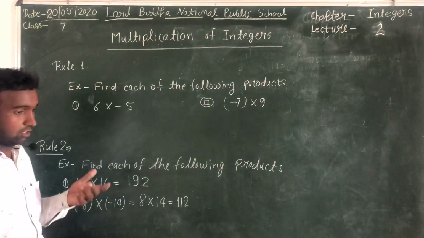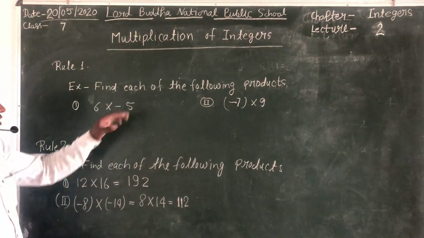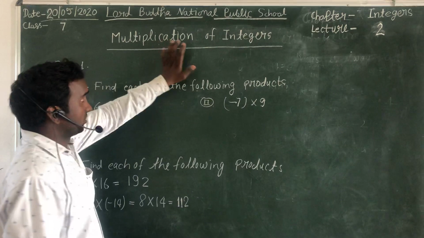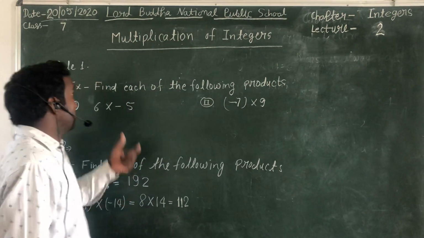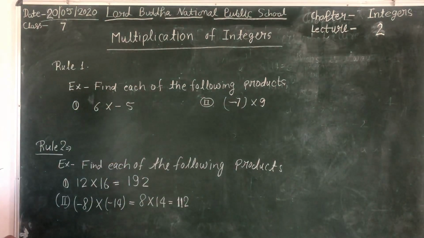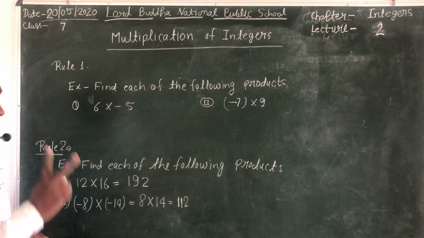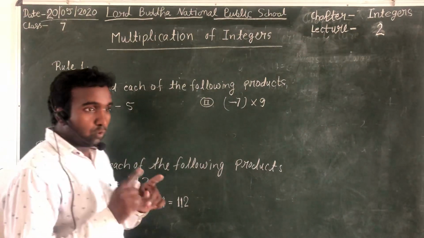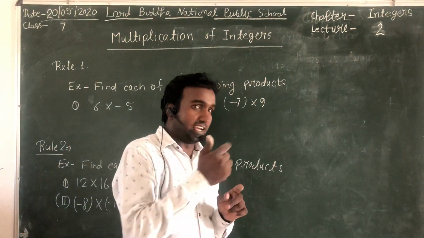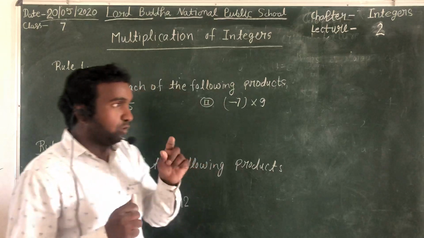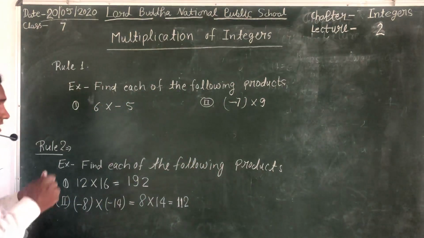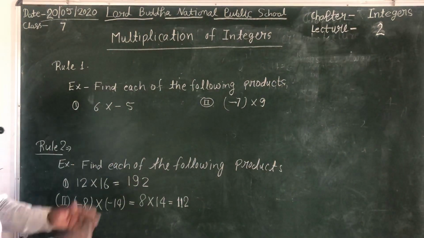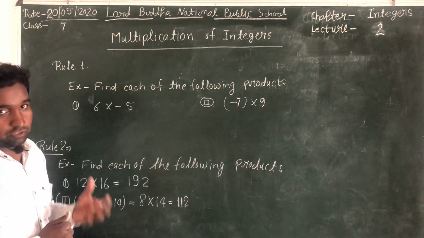So in this lecture we will discuss multiplication of integers. हम multiplication of integers के बारे में चर्चा करेंगे. So there are two rules. The first rule is when we multiply two different sign numbers. जब हम दो अलग अलग sign के numbers को multiply करते हैं, तो what is the answer of this question?